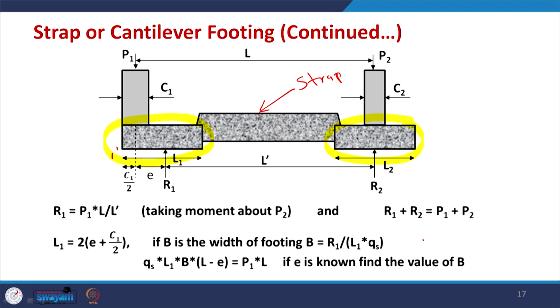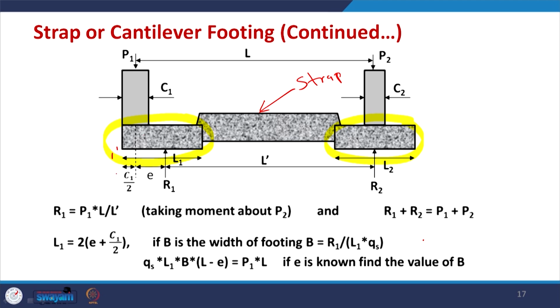of the columns. If we see here, the second column has a symmetrical footing, that means the column is situated at the center of the footing. So, in that case the centroid of this footing coincides with the axis of the column. That means the load P2 and reaction R2 are passing through the same line, there is no eccentricity. However, this is not possible for the first column.